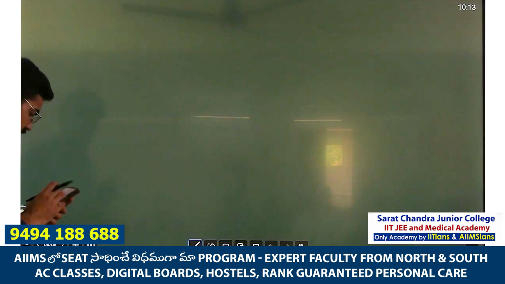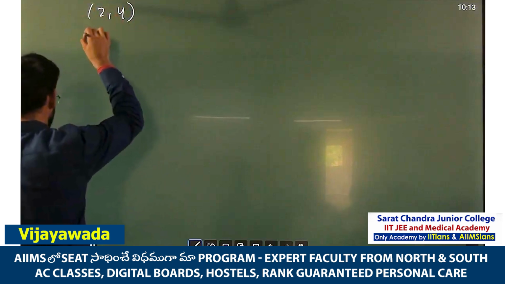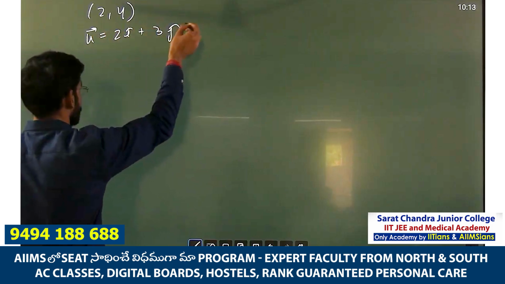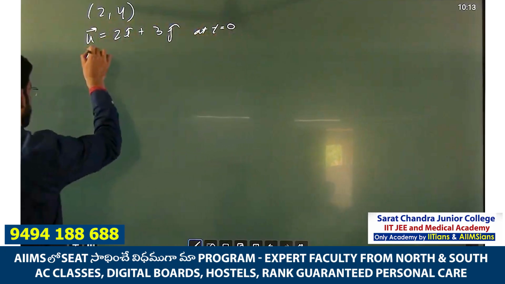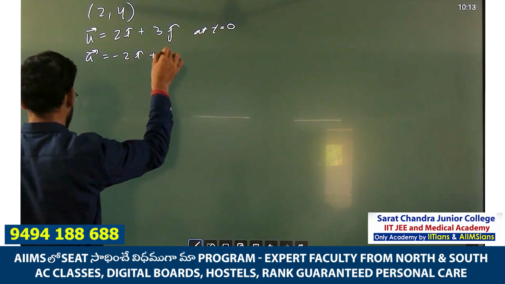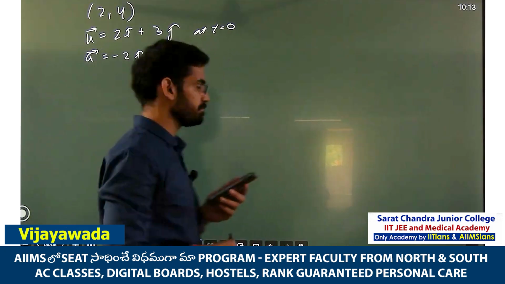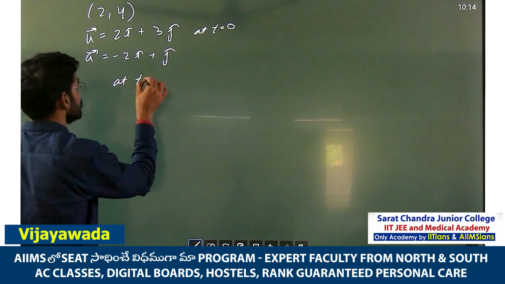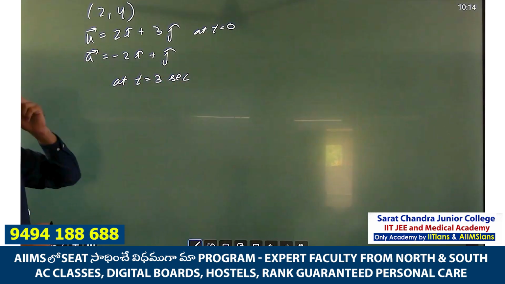Okay. Next question. A particle is located at (2, 4), moving with velocity. Initial velocity is given as 2i cap plus 3j cap at t equal to 0. If the acceleration of the particle is minus 2i cap plus j cap, find the position at t equal to 3 seconds. Easy question? Easy or not? The same as previous, just one more thing, increased initial velocity, right?